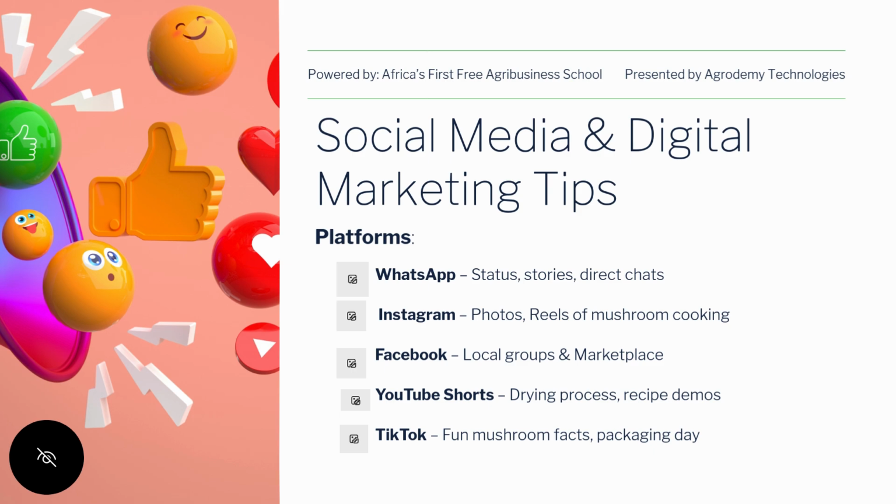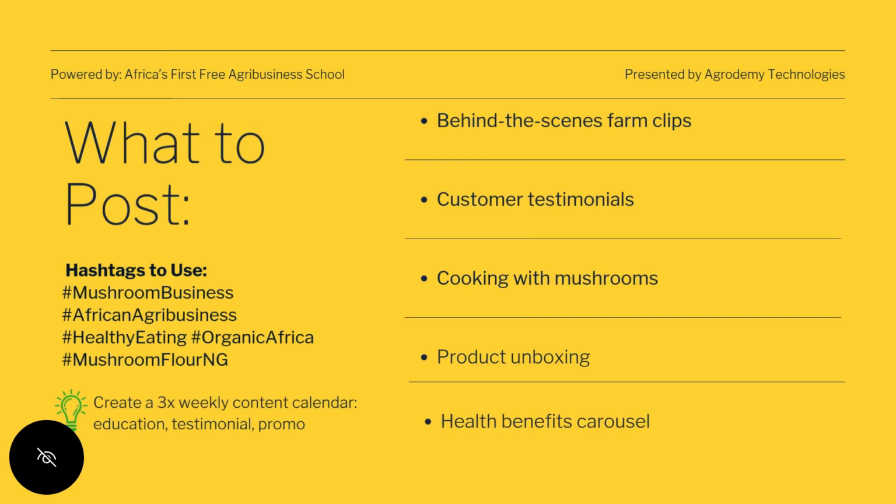And for Facebook, you want to look at local groups of health conscious individuals or Facebook Marketplace. YouTube Shorts, similar to Reels, put your drying process, your recipe demos, same thing on TikTok. But with TikTok, you want to put things like your packaging day, your fun mushroom facts, just to keep your customers engaged about what you are doing. So what do you now post? Use hashtags like mushroom business, African agri business, healthy eating, organic food, organic Africa, mushroom flour in Nigeria.